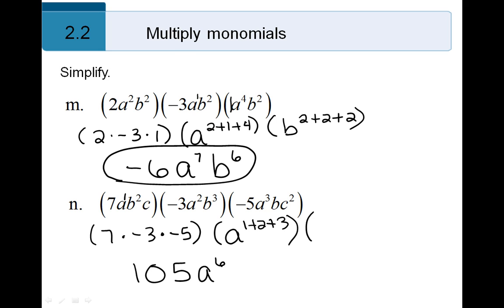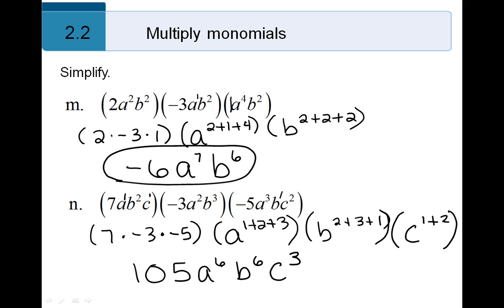We have b squared times b cubed times b to the first, so that's going to be b to the 2 plus 3 plus 1, so that's b to the sixth. And then only 2 of our terms have c's, so that's c to the 1 plus 2, because we have c times c squared, so that will give us c to the third. So 105, a to the sixth, b to the sixth, c cubed will be our product.